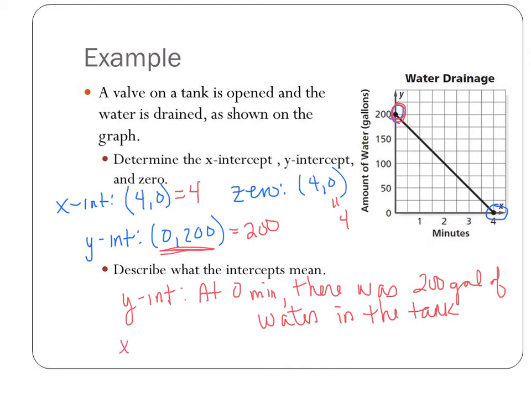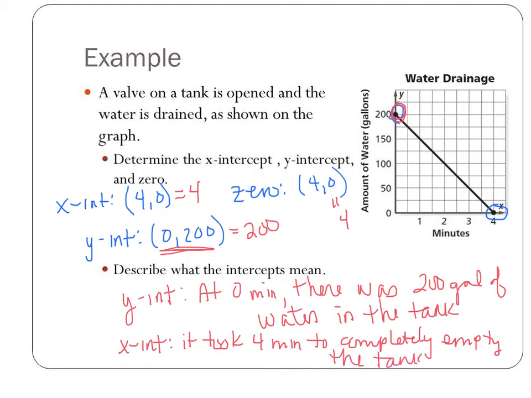Now my x-intercept means it took 4 minutes to completely empty the tank. Right? At 4 minutes, there is 0 gallons left. So it took 4 minutes to completely empty the tank.